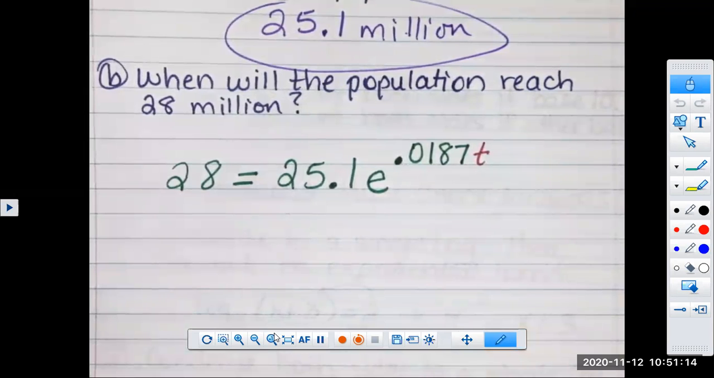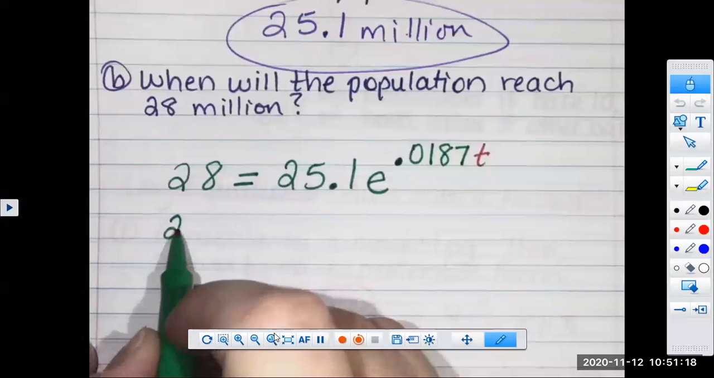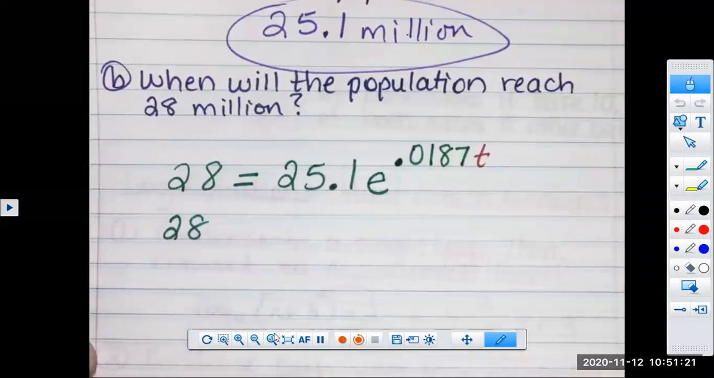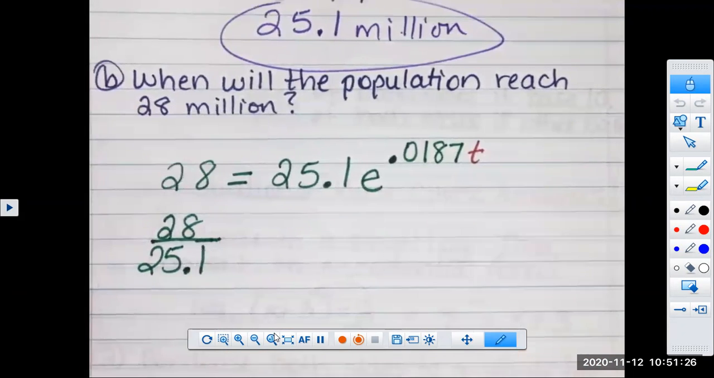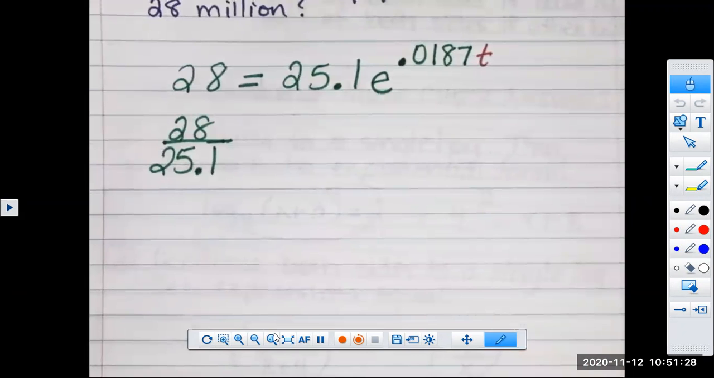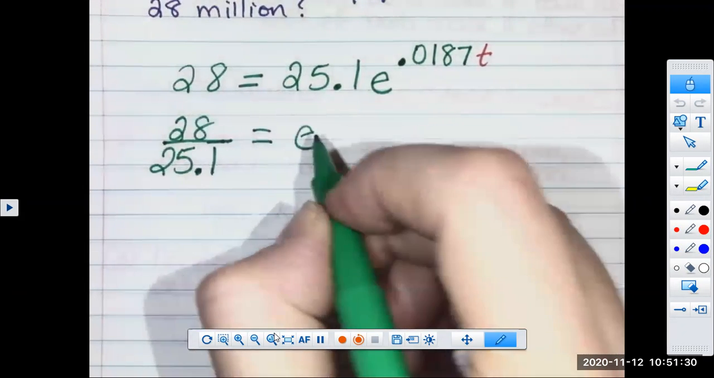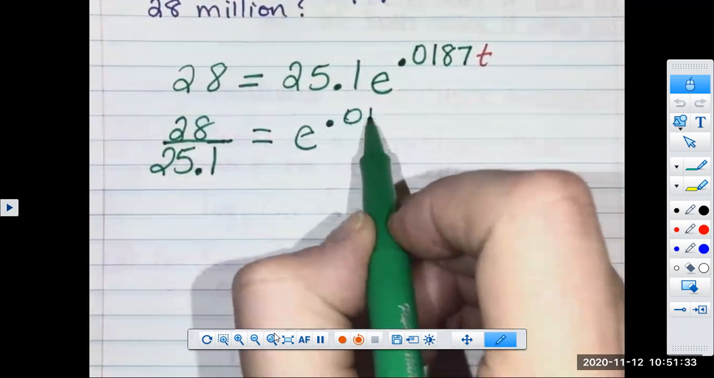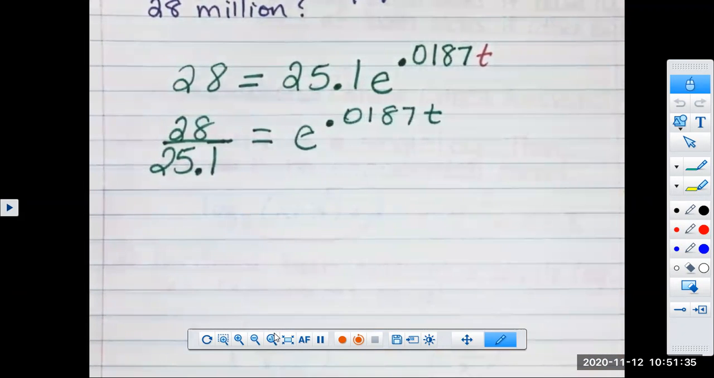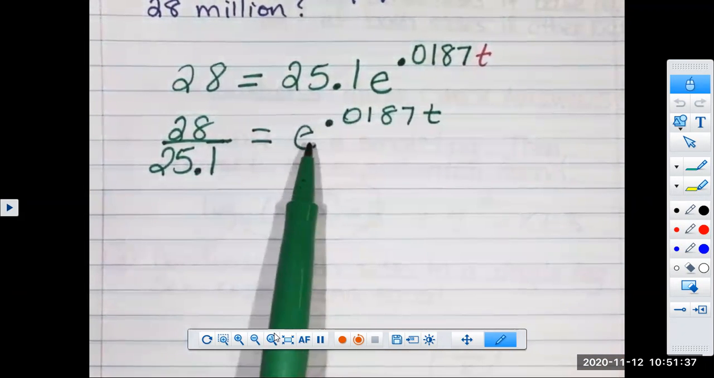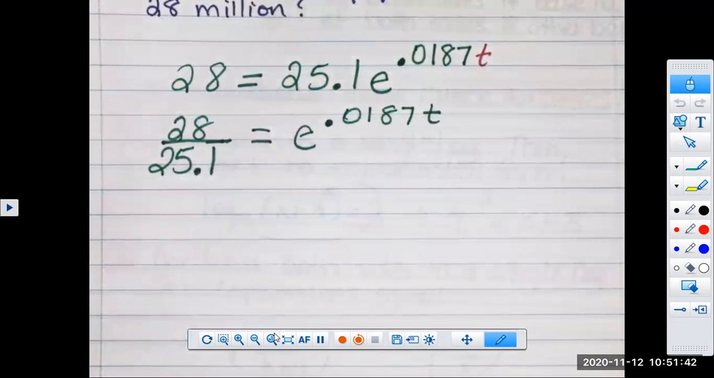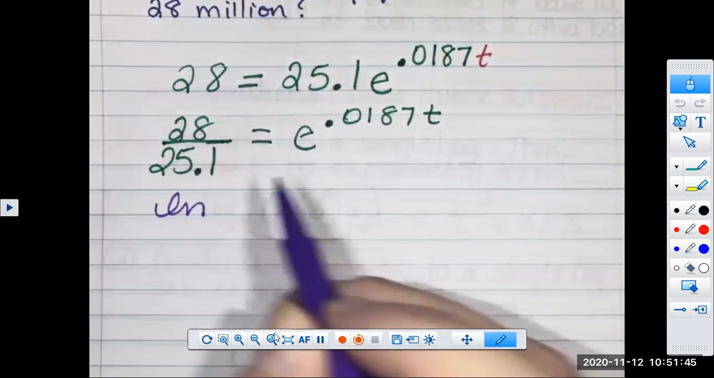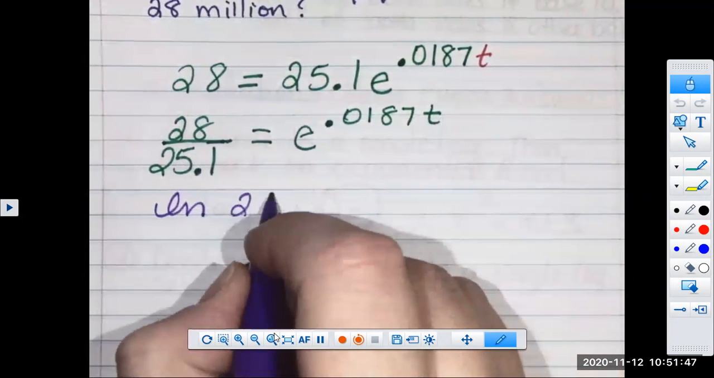And I think in this problem, they're going to tell you to wait until the end to round, meaning when you need to get e to that exponent by itself. So divide 28 by 25.1, but don't type it in yet and get a decimal. Okay, now we have e, the base and the exponent, isolated. So you have to take natural log of both sides to get T out of the exponent area.